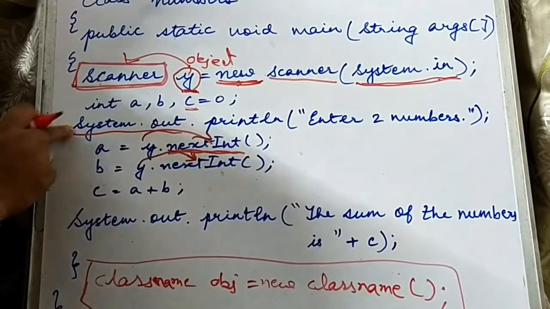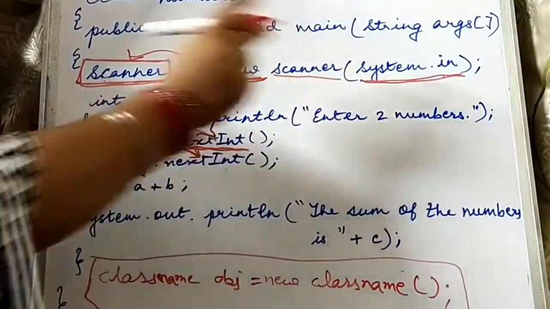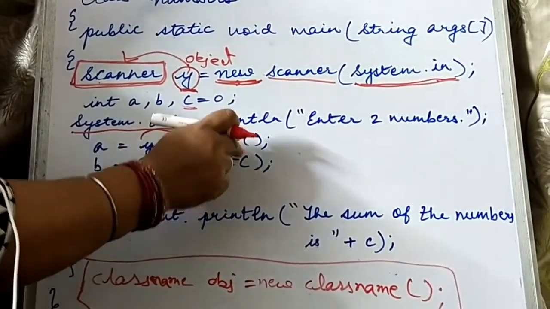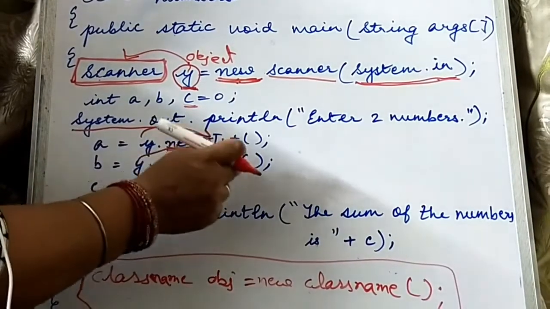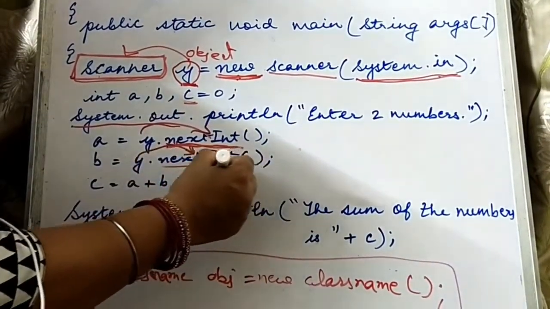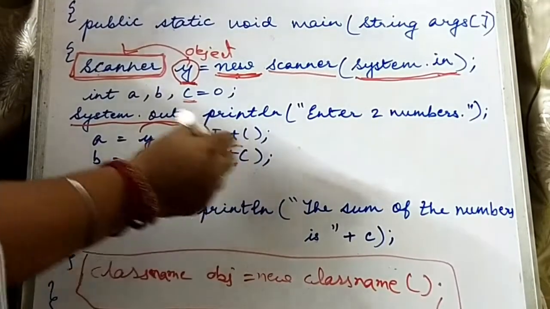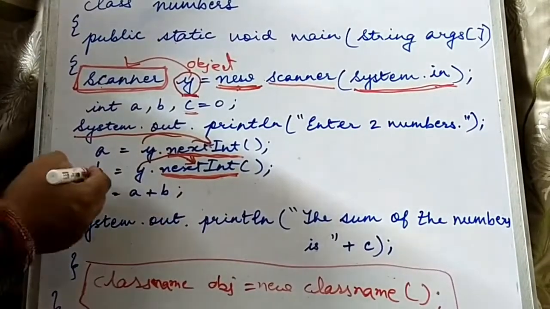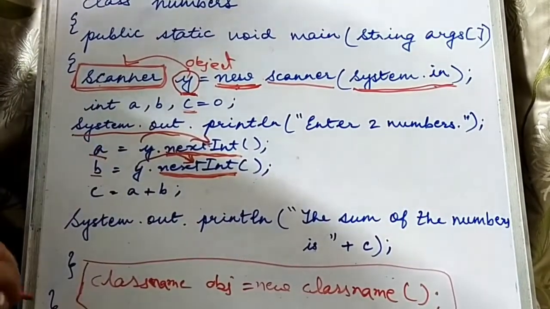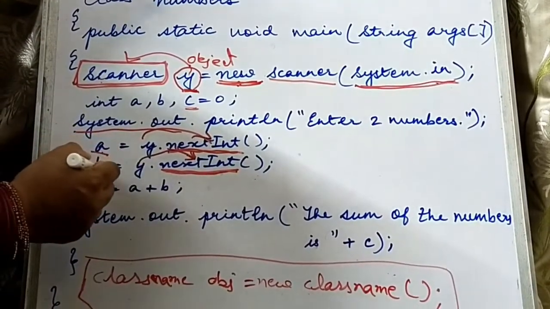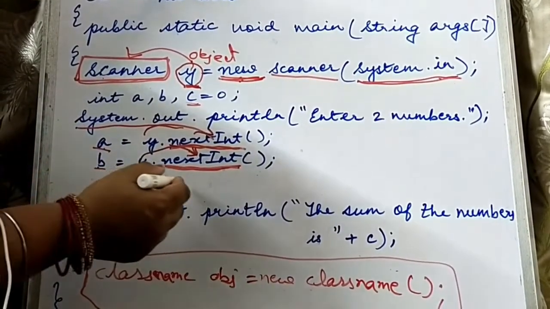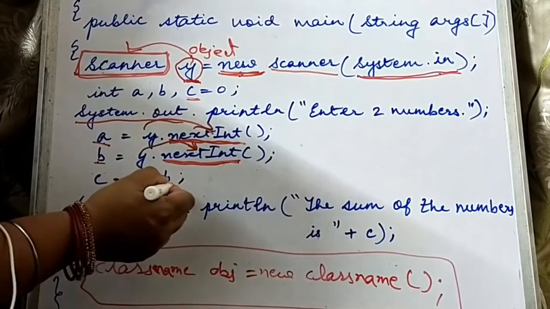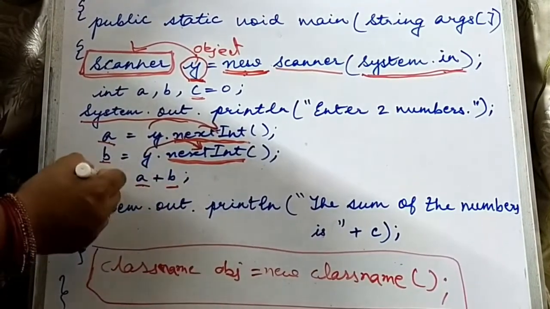Now I have written System.out.println, enter two numbers, and a is my first number, so a = y.nextInt. Then b = y.nextInt. This nextInt is a function which allows the user to type something on the keyboard, and the computer will accept that and store it in a and b respectively. Once the values are stored in a and b, then c = a + b. c = a + b means whatever value is in a and whatever value is in b, both will be added up and stored in c.